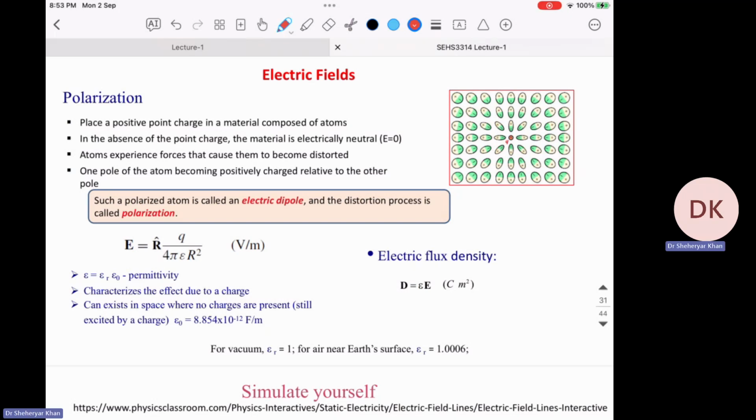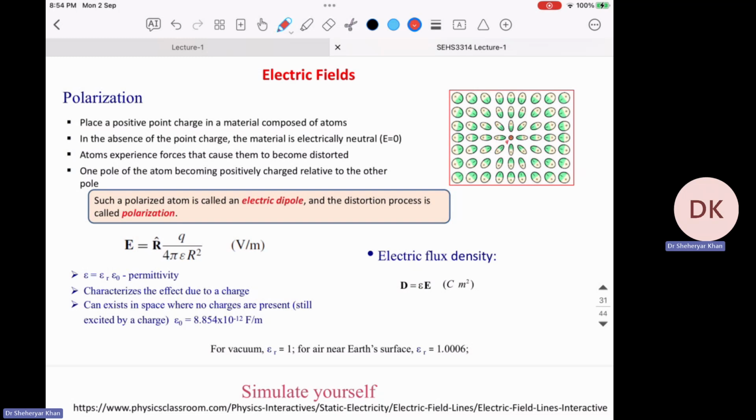So the atoms experience forces that cause them to become distorted because of this positive charge. One pole of the atom becomes more positively charged relative to the other pole, right? Such a polarized atom is called an electrical dipole. We have also looked at this in the video. And this process is called polarization.